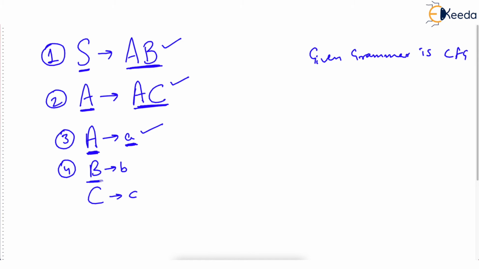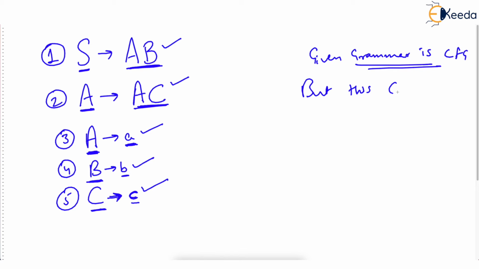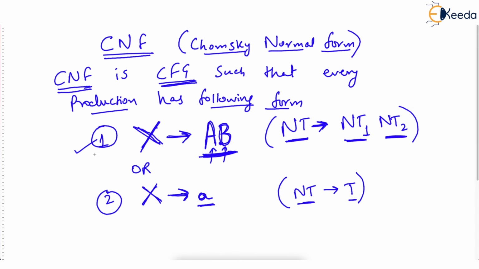One non-terminal B on the left and single terminal on the right. This is also in CNF. And finally, capital C, that is non-terminal, derives small c, that is terminal. This is also in CNF. This grammar is a context-free grammar, and this context-free grammar is in Chomsky normal form. Any context-free grammar will be said to be in Chomsky normal form if it has productions either of the first type or the second type.